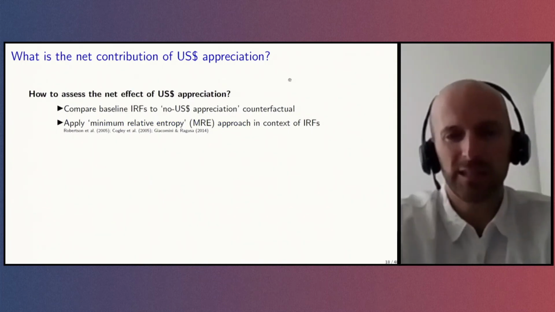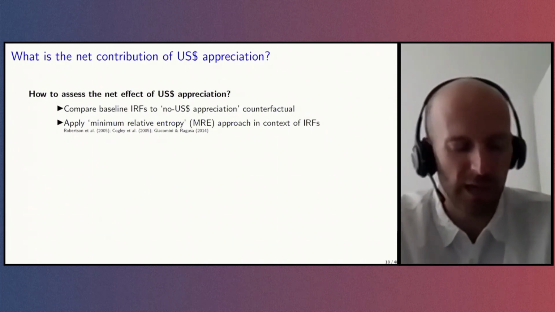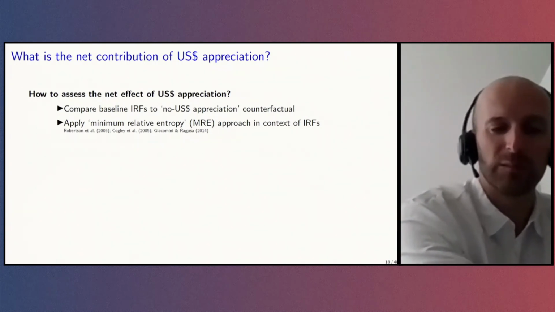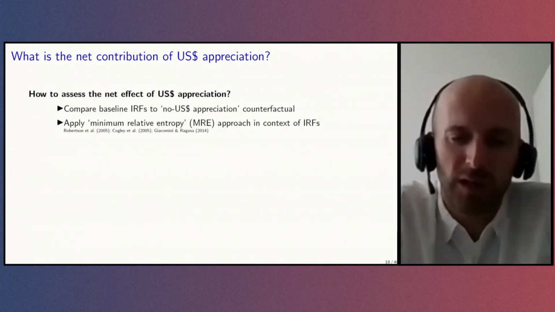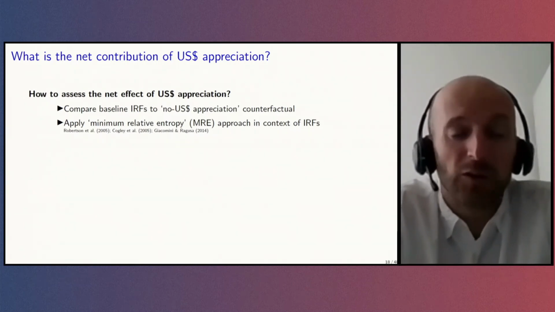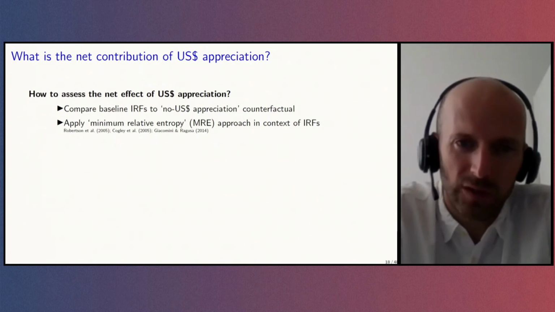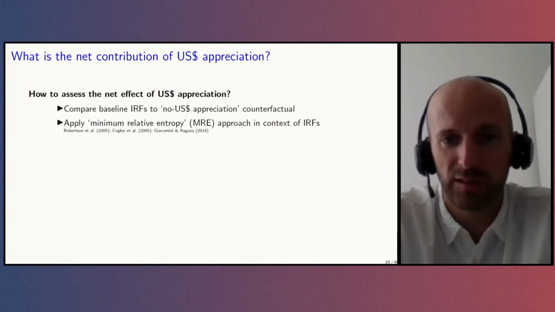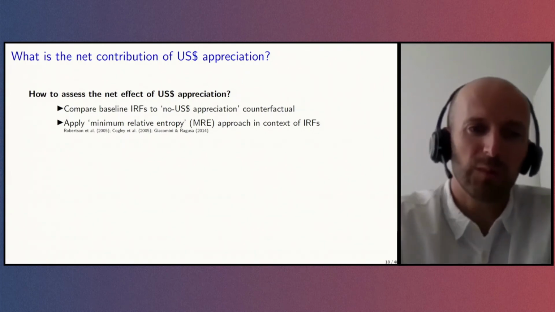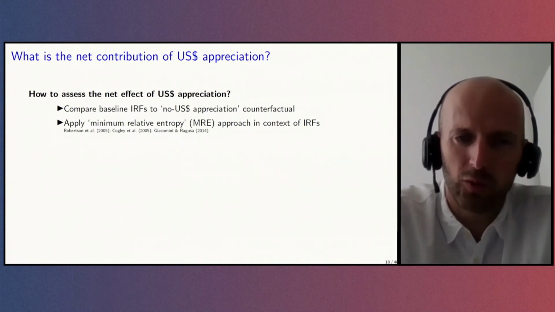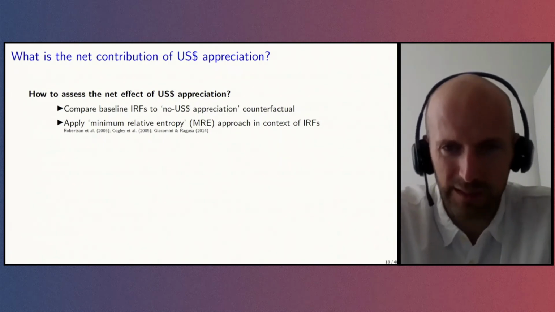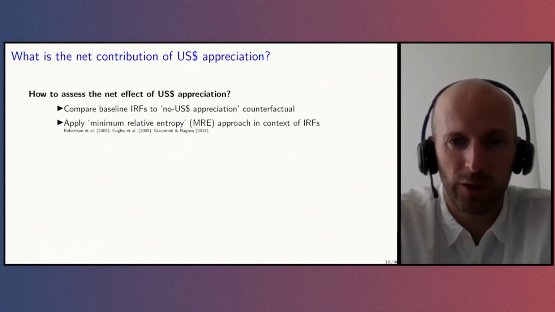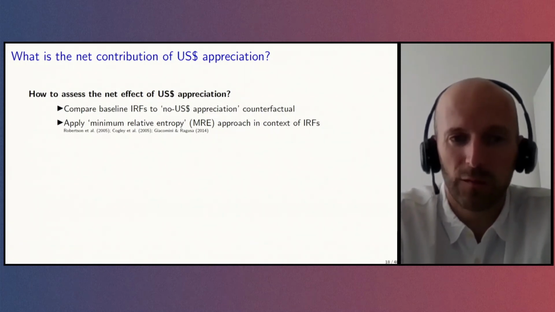The way we assess it is that we compare two sets of impulse responses. One impulse response is what you already saw. These are the baseline impulse responses. And the benchmark is a set of counterfactual impulse responses. And that counterfactual is characterized by the dollar not appreciating in response to the global risk shocks. We apply minimum relative entropy methods in order to construct this counterfactual. We apply this in the context of impulse responses, while it has so far, at least to the best of our knowledge, been only applied in the context of forecasting.